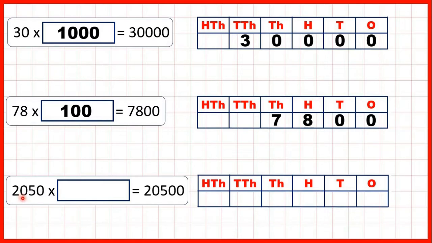Now 2050 times what equals 20,500? Here our missing number is 10, because if we look at our answer, we have the number in our question but with an extra 0 on the end. So we've multiplied by 10 because what's really happened is that the digits have moved 1 square to the left, and we've written a 0 in our empty ones column.